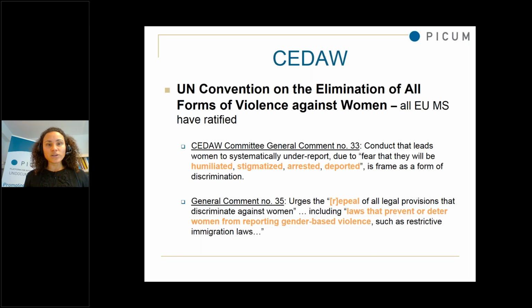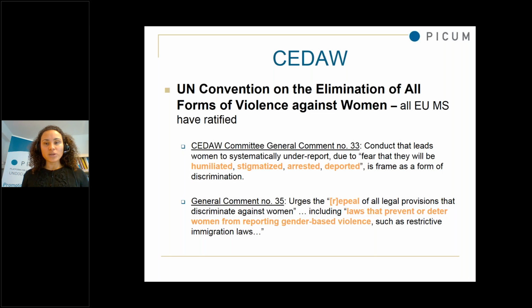We turn now to CEDAW. Now, CEDAW has been ratified by every EU member state. And CEDAW, of course, is fundamentally concerned with discrimination and violence against women. The CEDAW committee is the UN committee that is tasked with supervising the implementation of the treaty and also with interpreting the treaty.